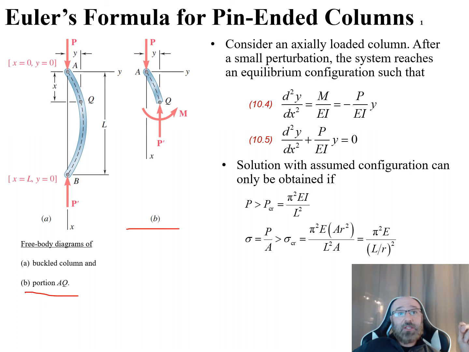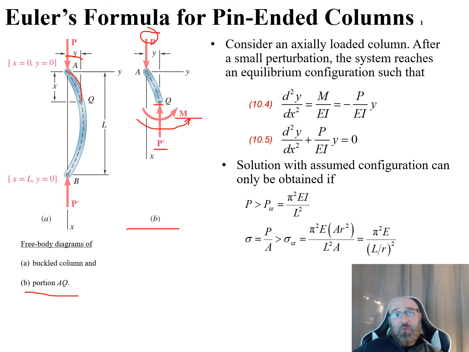We can look at this in part B of this diagram on the top left of this slide, and we can see that if we want to go from A to Q, we're going to have our load P acting at point A. Down at Q, which is a distance y away from our pin in our y direction, we're going to have this load P prime acting at Q. We're also going to have this moment M acting at Q as well.